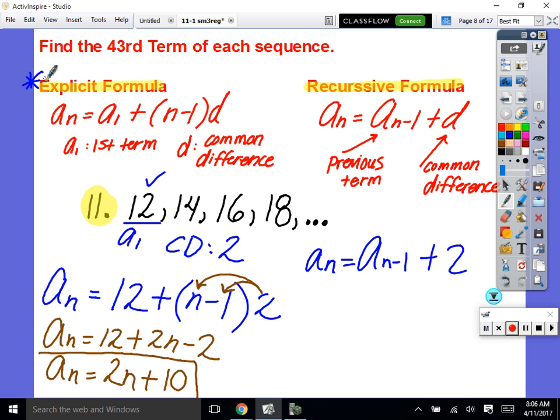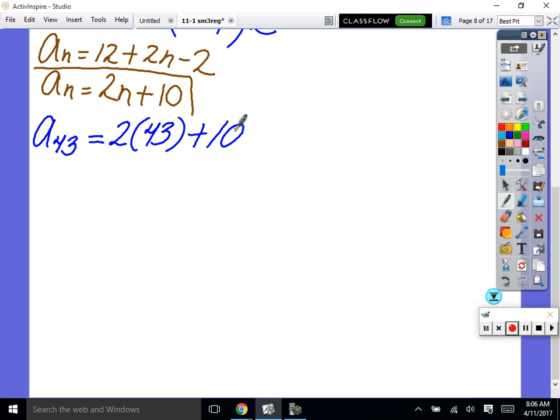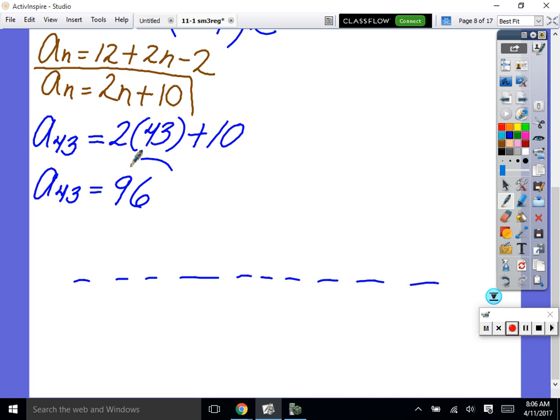This is always the one we'll use because it's very straightforward, and you can find any term in the sequence using that. So now we know that this is our formula, and it's asking us to find the 43rd term. So we want a sub 43. So all we have to do is now plug it into our formula. So that'll be 2 times 43 plus 10, because we're asked to find the 43rd term. So tell me what we get here. 96. So a sub 43 equals 96. So the 43rd term, if we went all the way to 43, would have been 96.